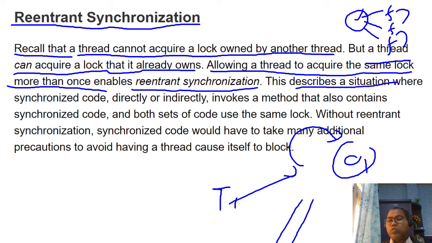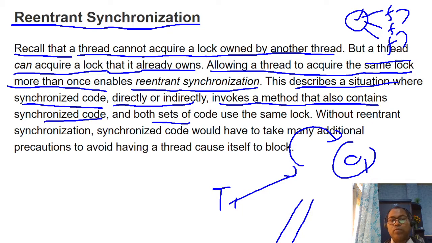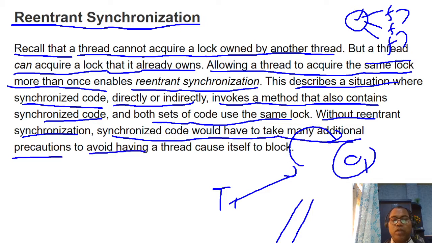This describes a situation where synchronized code, directly or indirectly, invokes a method that also contains synchronized code. Both sets of code use the same lock. Without re-entrant synchronization, synchronized code would have to take many additional precautions to avoid a thread causing itself to block. So sometimes you have to take a lock of one object, and from that lock, maybe make a recursive call, or call a different synchronized method of the same object.